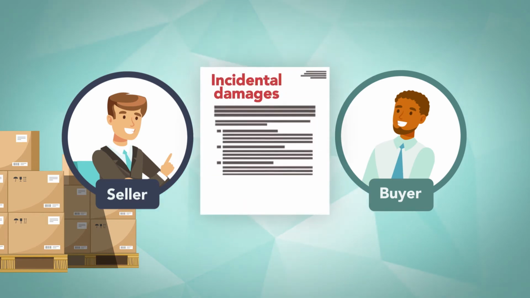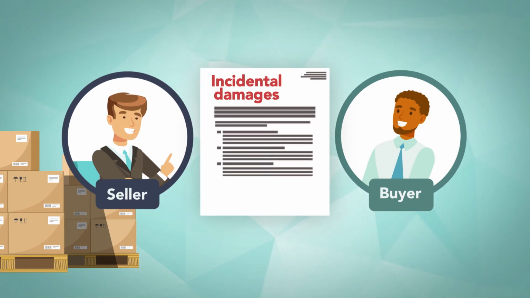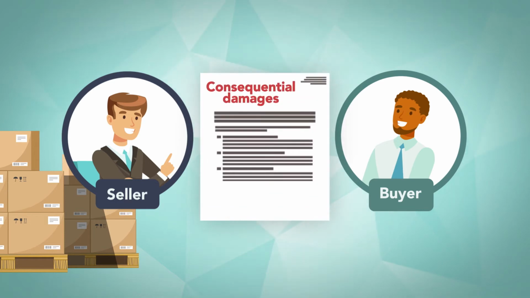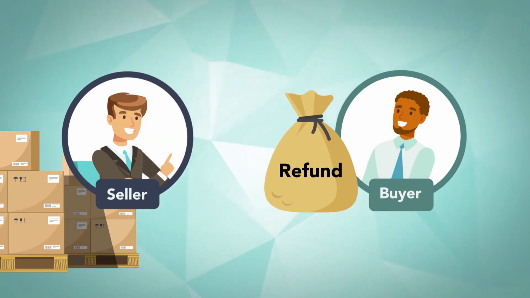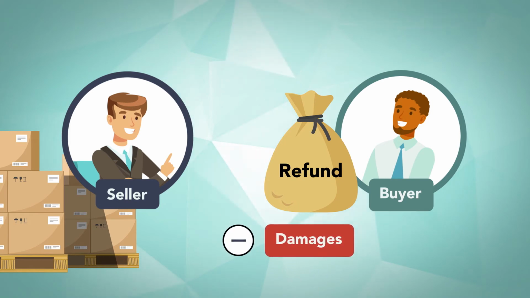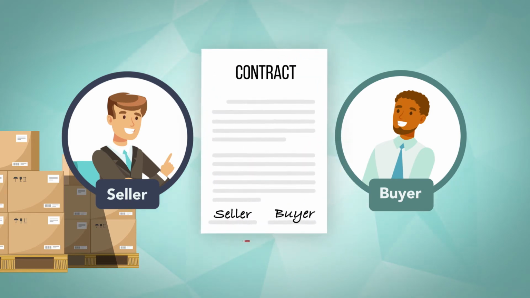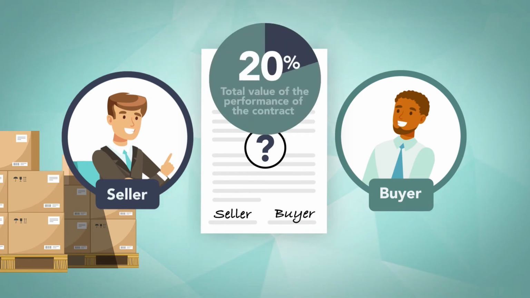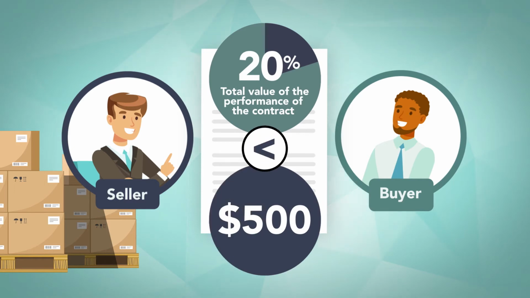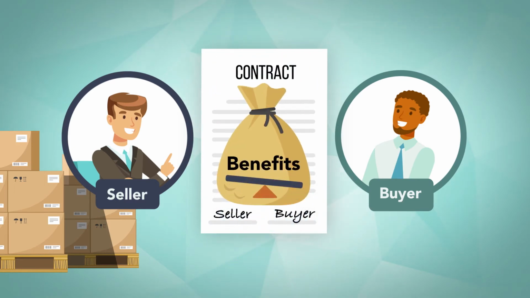The seller may also recover incidental damages and, where they can be shown with reasonable certainty, consequential damages as well. A breaching buyer may get a refund of monies paid to the seller for goods withheld by the seller. However, the seller may deduct damages agreed to in the contract. If damages are unspecified in the agreement, then the code provides that the seller may deduct 20% of the total value of the performance of the contract, or $500, whichever is less. The seller may also offset any benefits the buyer received under the contract.